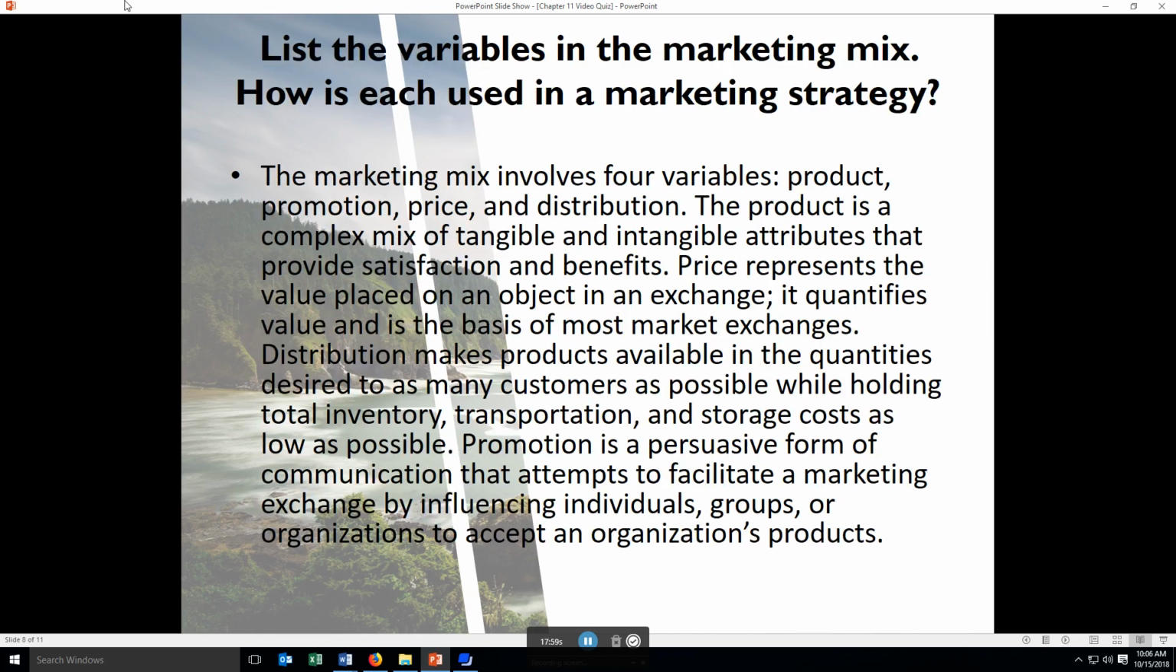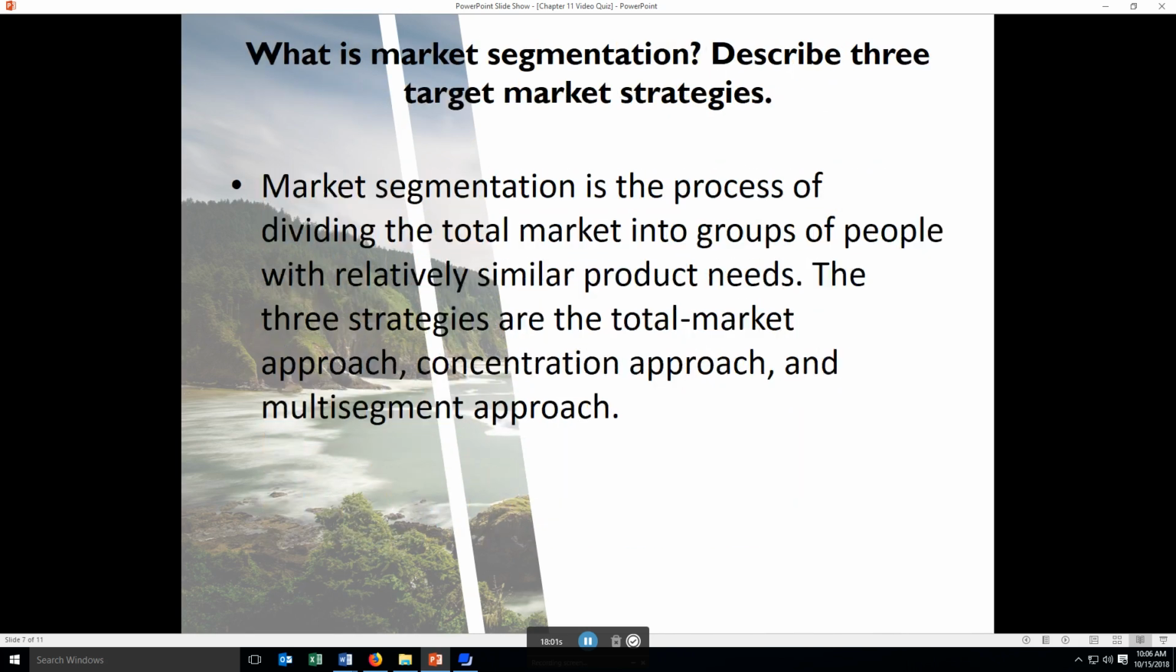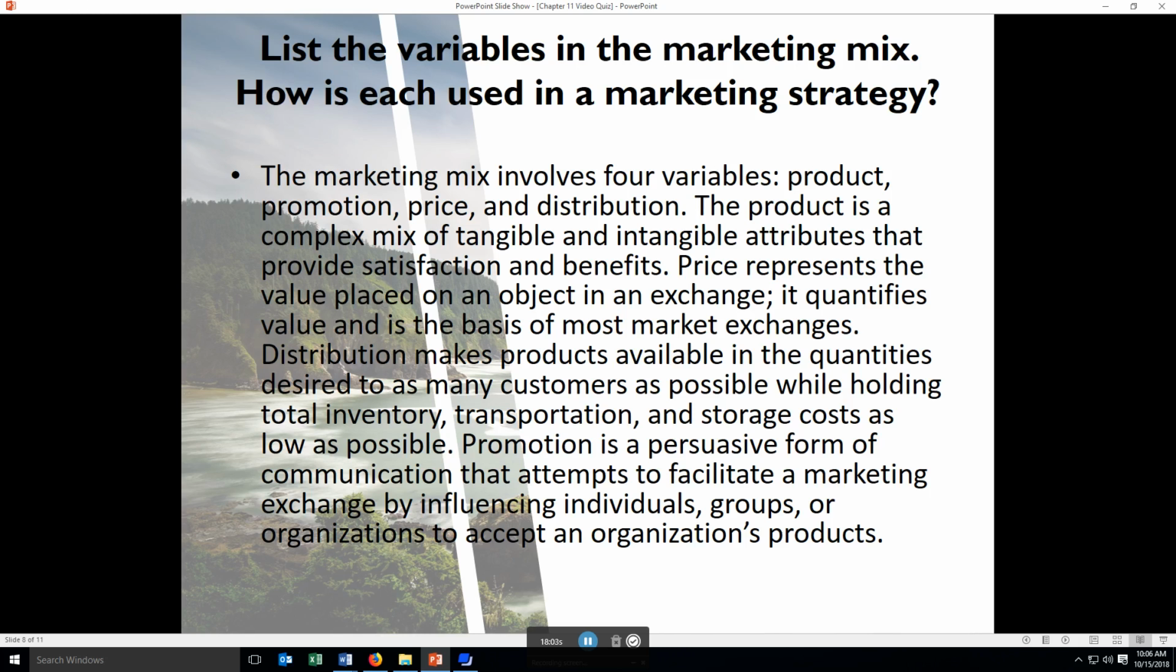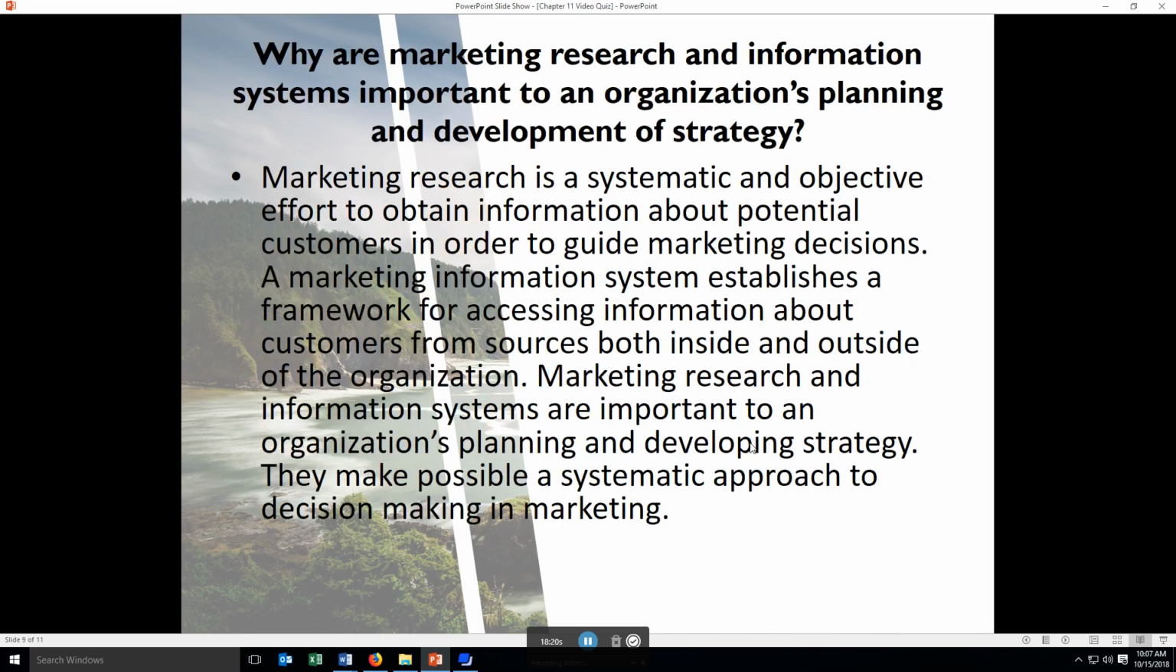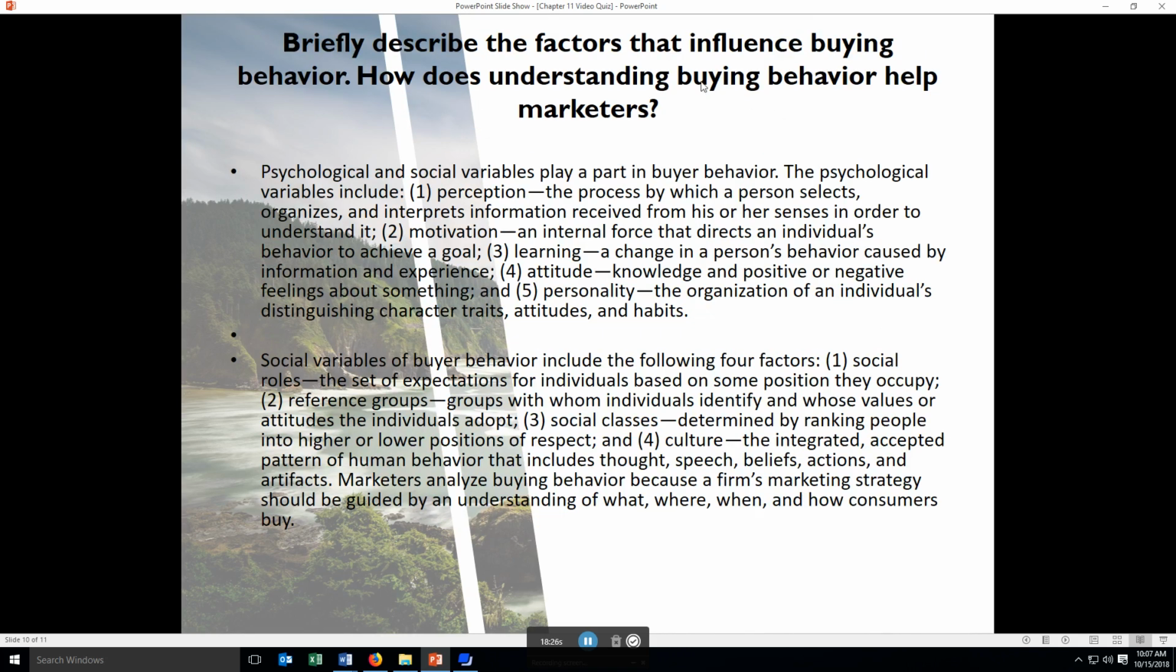business. Which, if we go back here, distribution makes products available in the quantities desired to as many customers as possible. So here he's using marketing research, one, to find out where he should locate and how he can distribute his product most effectively to customers that need, want, and are willing and able to pay for the services.